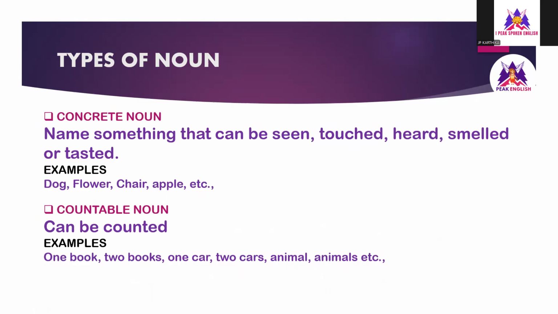In the same way, car you can count, animal, animals, book, books, fish, phone, phones, paper, papers you can count. Understood? So whichever can be counted, that is called a countable noun.